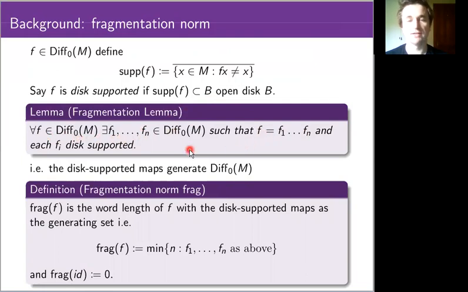Whenever we get a generating set for a group, we then get a word length function. When the generating set is the disk-supported maps, the word length is equal to the fragmentation norm. So the fragmentation norm of f is just the minimal n such that f is a product of n disk-supported maps. And the fragmentation norm of the identity is defined to be 0. Now this gives us some sort of metric on our group, which measures how far from the identity you are in terms of disk-supported maps.